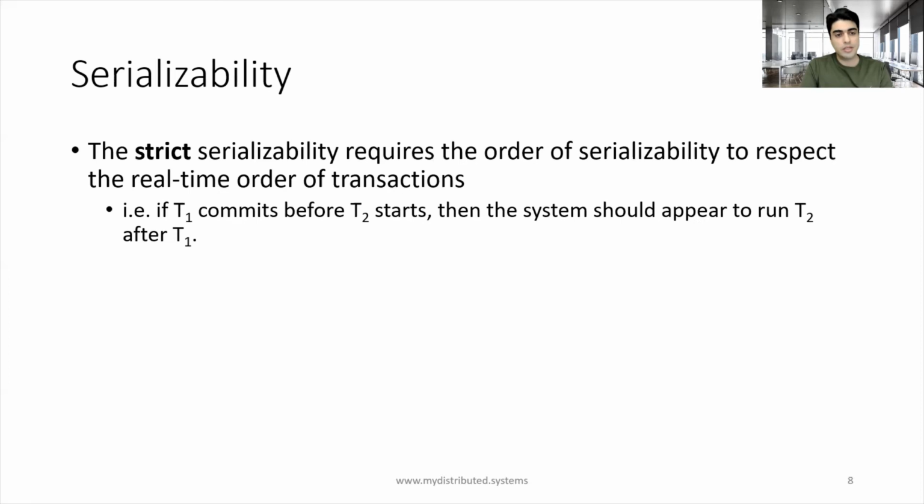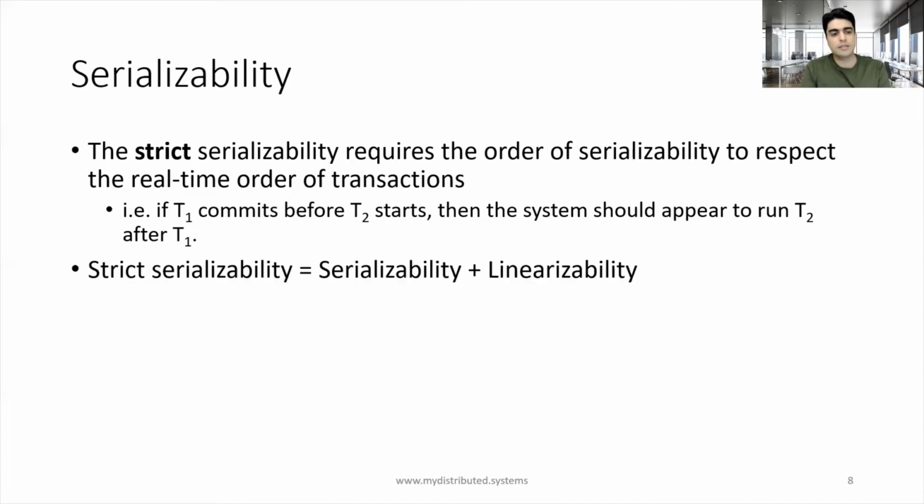But in strict serializability, the database should respect the real-time order of the transactions. More specifically, if transaction T1 commits before transaction T2 starts, then the system should appear to run T2 after T1. Under serializability, even when T2 starts after T1 commits, the database can switch the order of T1 and T2. But under strict serializability, the store is not allowed to do that, and it should respect the real-time order of the transactions.